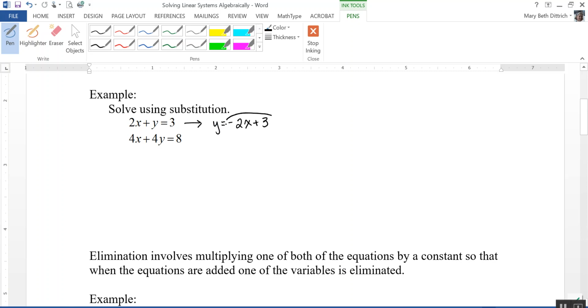And since this value right here is what y is equal to, I'm going to substitute that into the second equation for y. So that's going to give me 4x plus 4 times what y is equal to, negative 2x plus 3, and that is equal to 8. So I took the first equation, solved it for y, and then whatever y was equal to, I substituted that into the second equation. Now I have one equation that has only x's in it, so I'm going to go ahead and solve that for x.